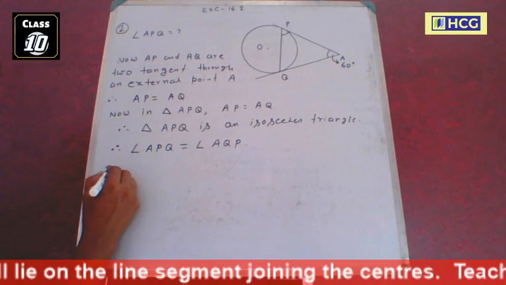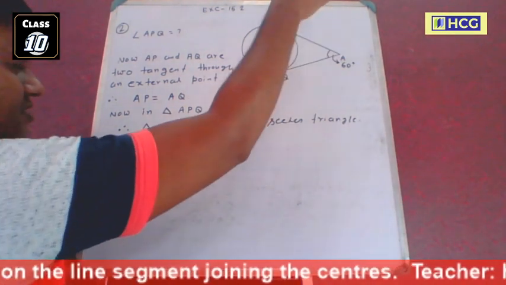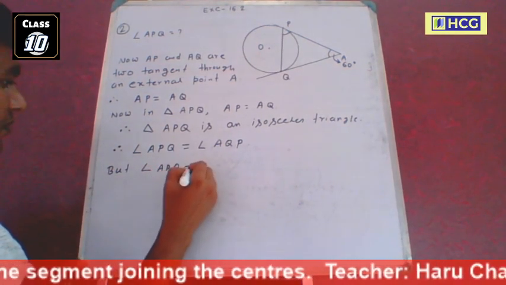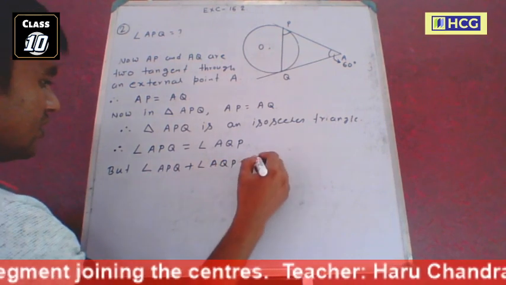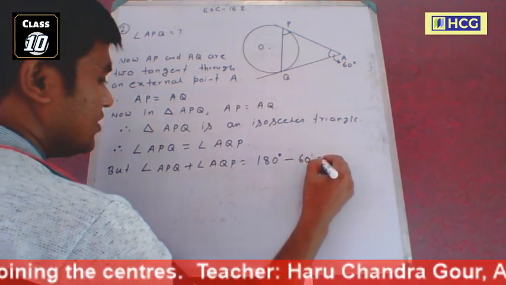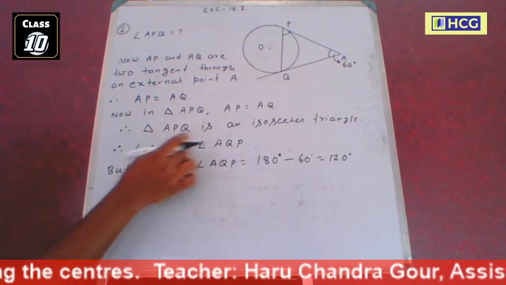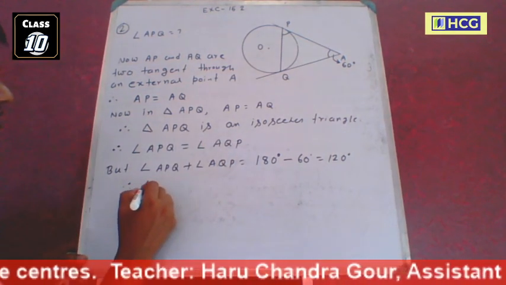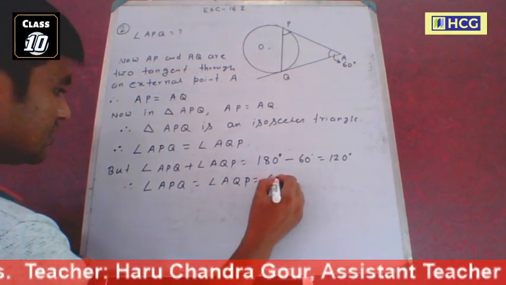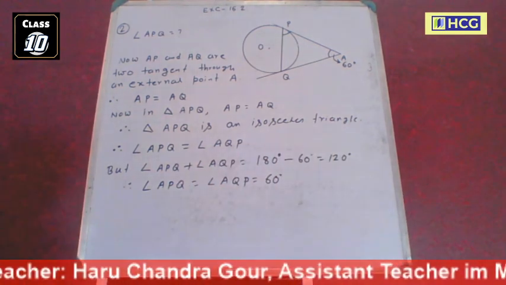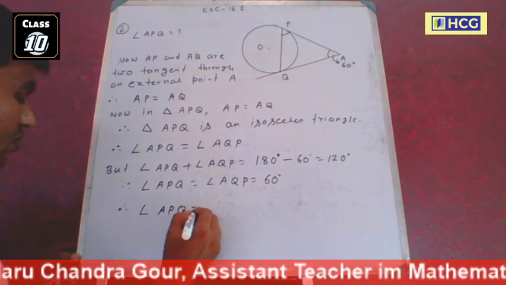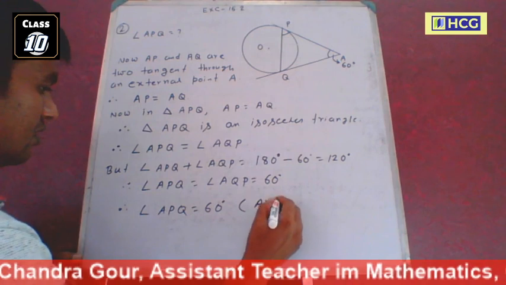One angle is 60 degree. So therefore, the sum of the other two angles, angle APQ plus angle AQP, equals the sum of three angles in a triangle, 180 degree, minus 60 degree. This equals 120 degree. But both angles are equal. So therefore, each angle, angle APQ equals angle AQP, equals 60 degree. Sum is 120 and both are equal, so each angle is 60 degree. So therefore, angle APQ equals 60 degree. Copy it.